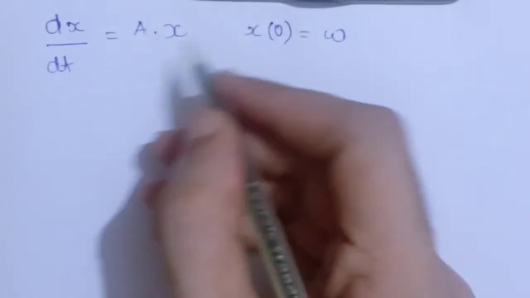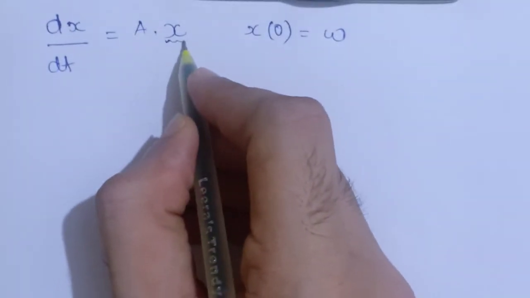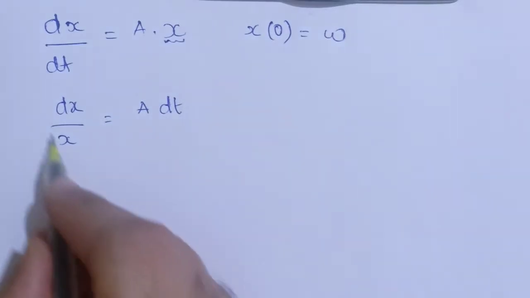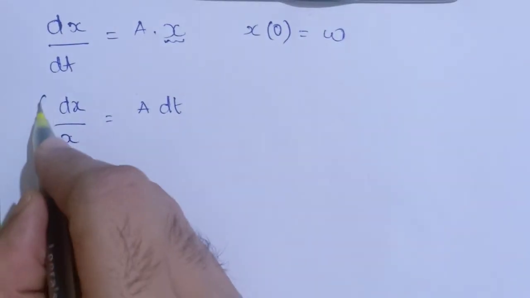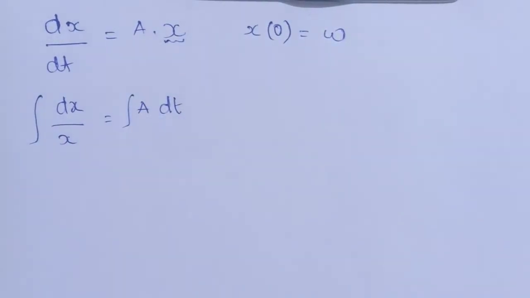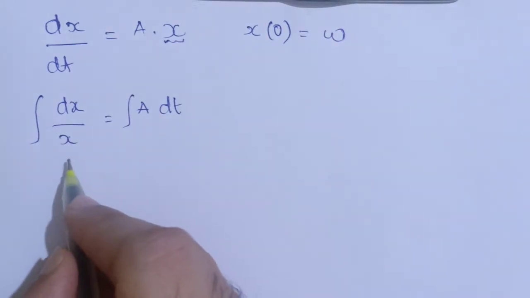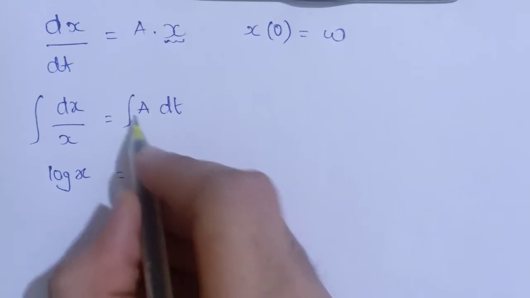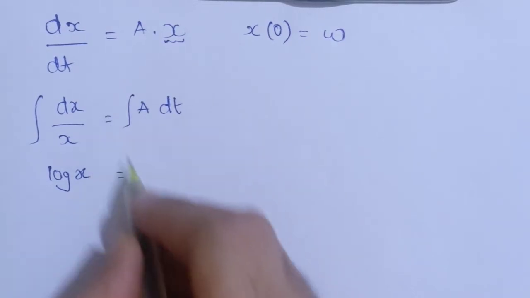In order to do that, we will be separating x with dx. So what we have is dx/x = A dt. I just swapped the position of x and dt. Going ahead, to get rid of this derivative, I will simply take integration on both sides. So I have the integration of 1/x as log x, and A being a constant matrix, I will take this out.